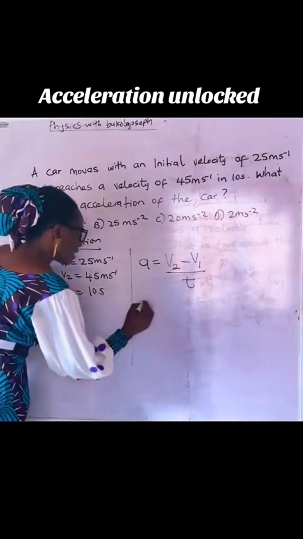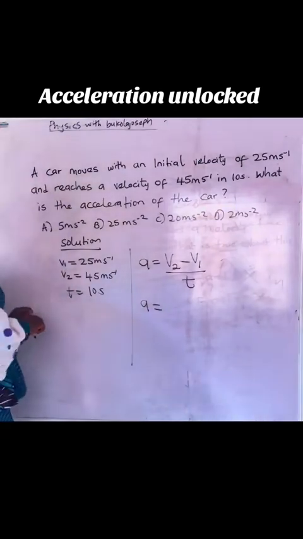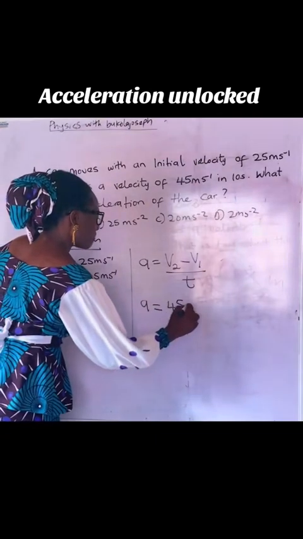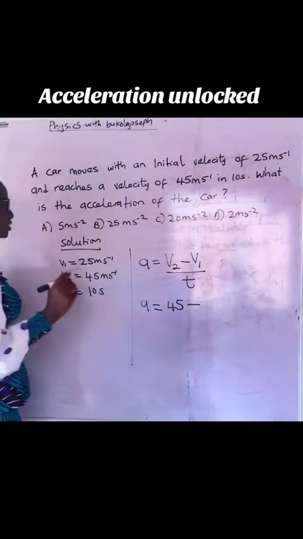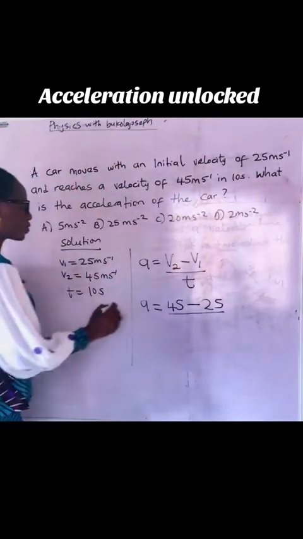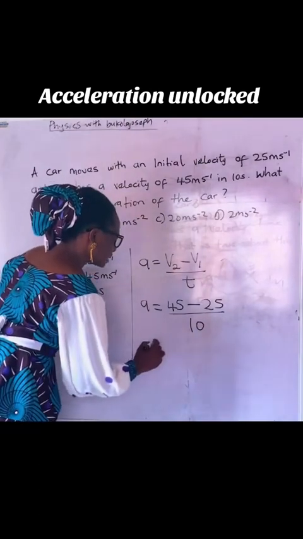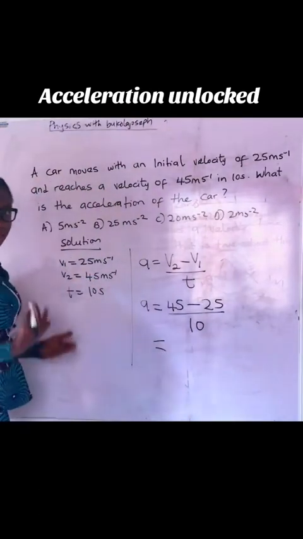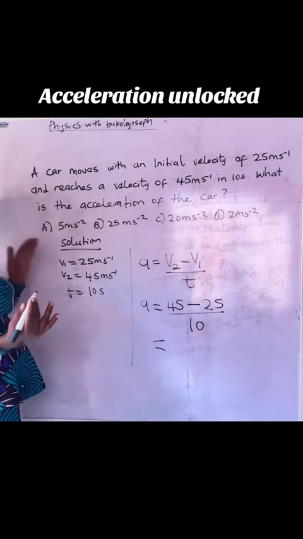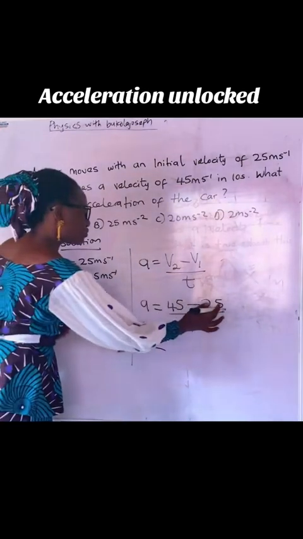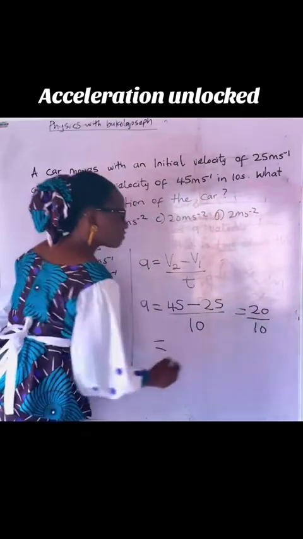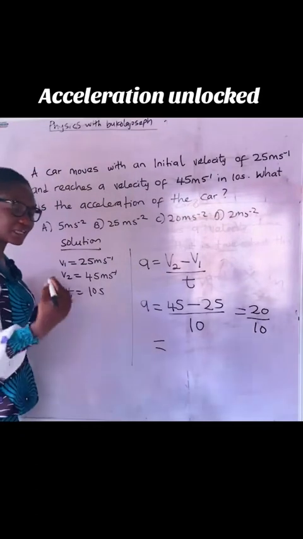So if we do this, we have a is equal to V2. What's V2? V2 is 45. So we have 45 minus V1, which is the initial velocity, 25, all over time taken. Our time is in 10 seconds. The increase in velocity happened in 10 seconds. Now let's do our subtraction and then we'll divide. 45 minus 25 is equal to 20. And then we have over 10, right? 20 divided by 10 is equal to 2.